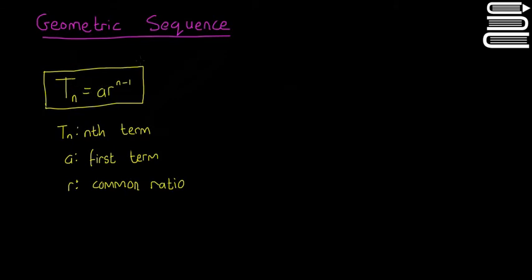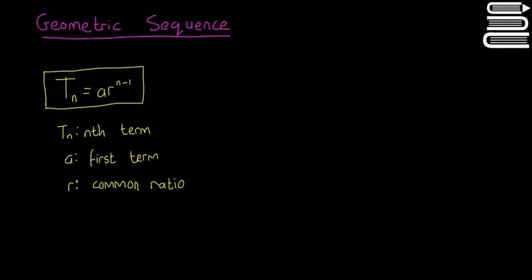So the formula for any geometric sequence is given by t of n is equal to a multiplied by r to the power of n minus 1. Okay, so t of n is the nth term. It's going to be the first number, the second number, the third number, etc. in the sequence. A is the first term, or the first number in the sequence, so the very first one.